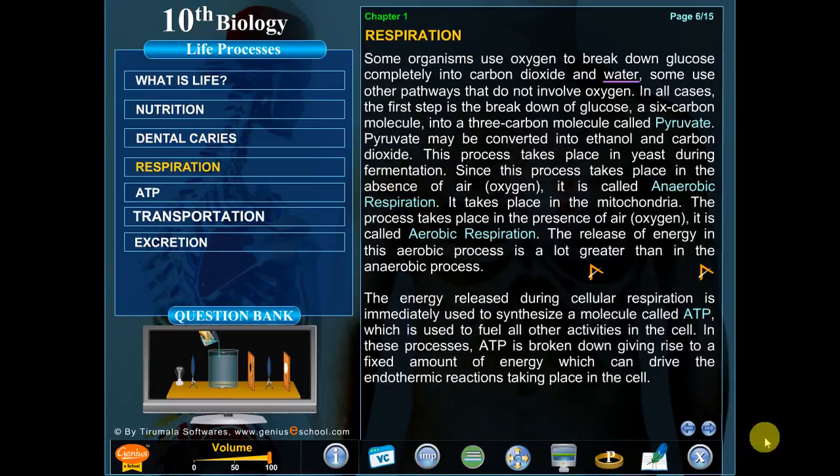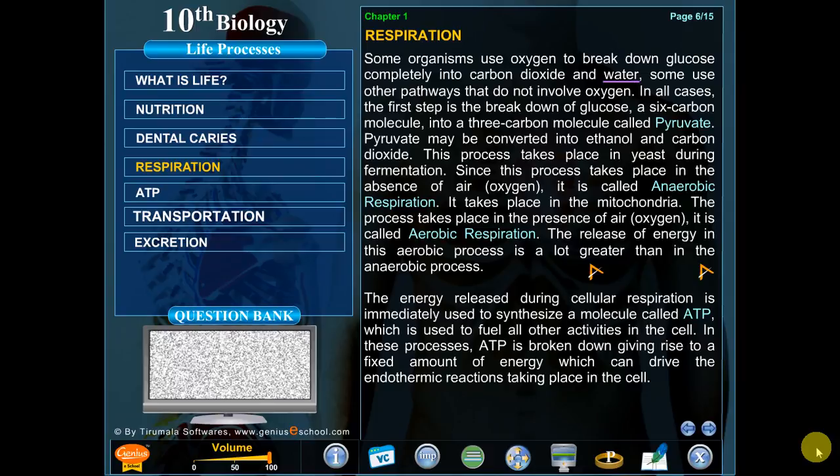Respiration. Some organisms use oxygen to break down glucose completely into carbon dioxide and water. Some use other pathways that do not involve oxygen. In all cases, the first step is the breakdown of glucose, a 6-carbon molecule, into a 3-carbon molecule called pyruvate.